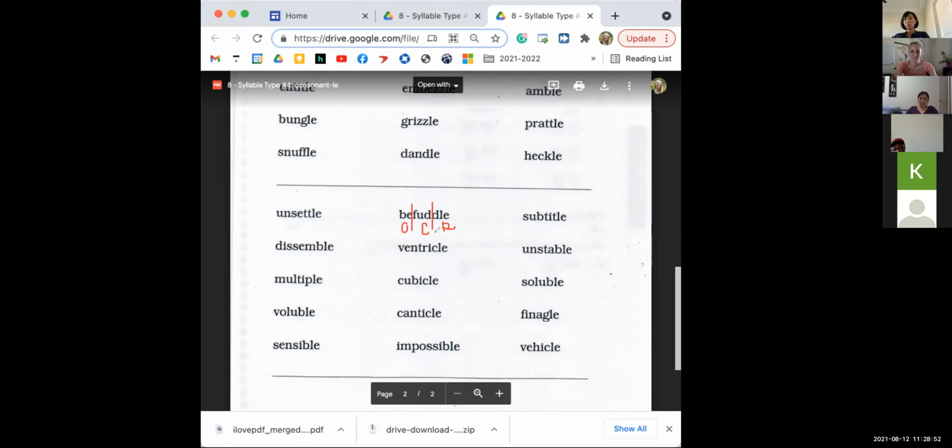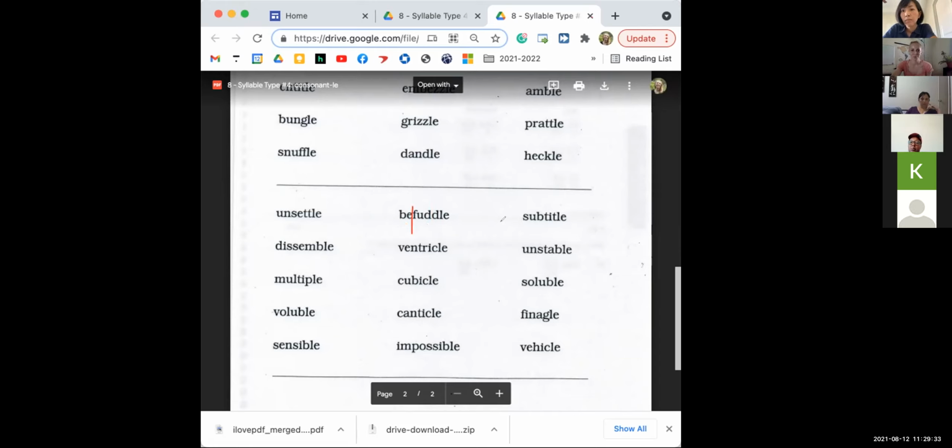Befuddle. Okay. Thank you. You're welcome. Is the first syllable just an open syllable or a schwa? Befuddle. It's an open syllable, befuddle. Okay, thank you.